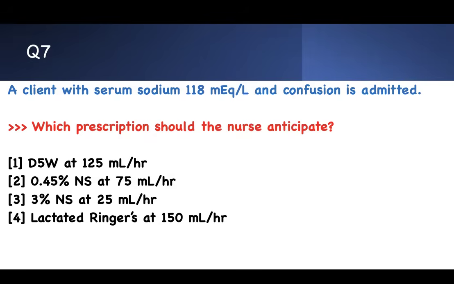What is the problem? A client with a serum sodium of what? 118, hyponatremia, and confusion, having symptoms. Bring your content. How do you treat a hyponatremic patient with confusion? This is severe hyponatremia. There's a strategy I tell people for how to correct electrolytes.